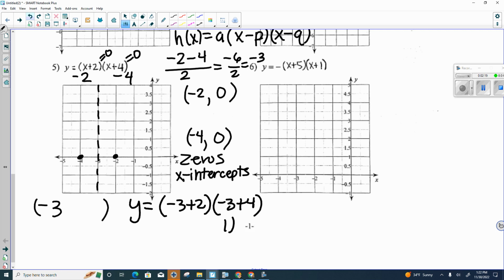So this leaves me with 1. This leaves me with negative 1. Negative 1 times a positive 1 is a negative 1. Let's come over here. That's my y value. So once I go over to the axis of symmetry, that negative 3, I'm going to go down 1 more. And now I've got the basic idea of what this parabola is going to look like. All right, let's look at the other one.